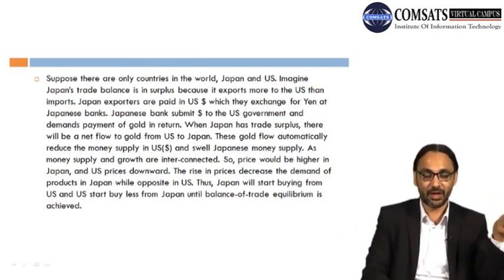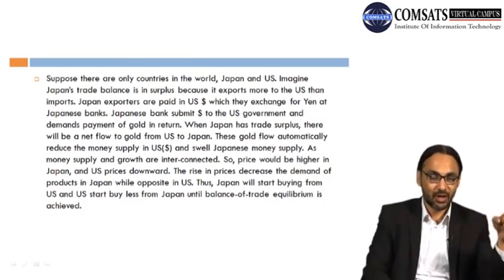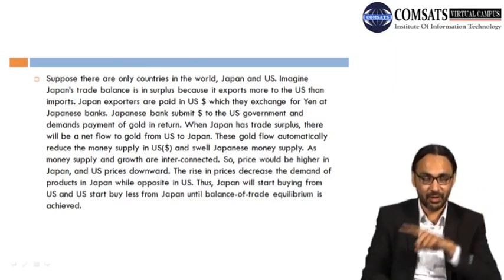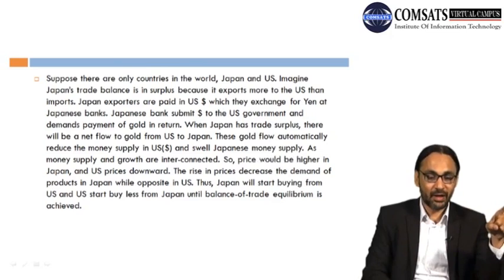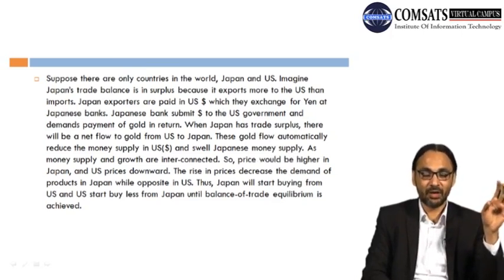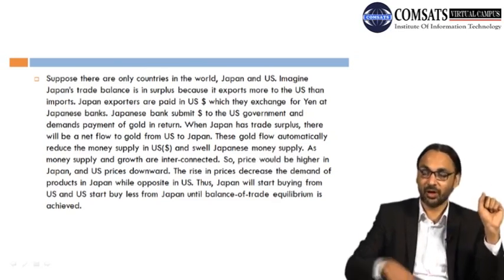So prices would be higher in Japan because the supply is increased, and in the USA the supply of money is down, so the prices will go down. The rise in prices decreases the demand for products in Japan, while the decrease in prices in the USA will increase the demand for products. Thus, Japan will start buying from the USA, and the USA will start buying less from Japan.